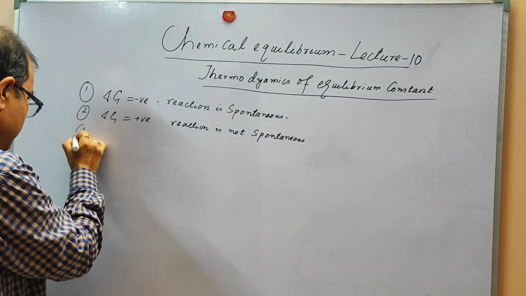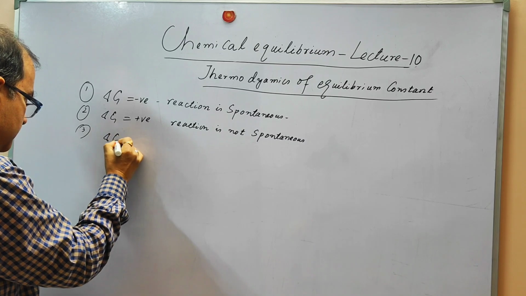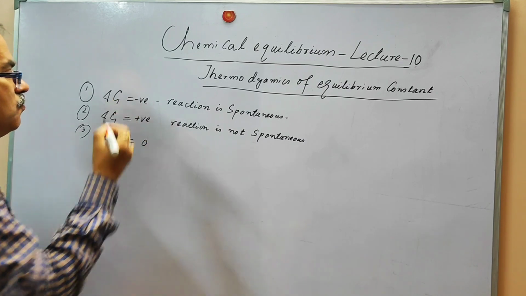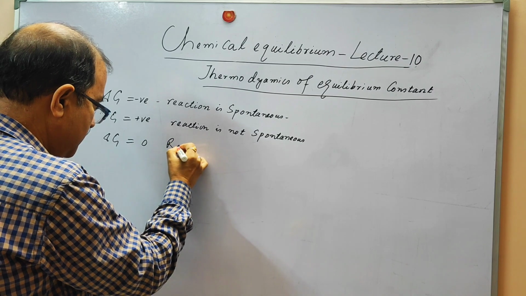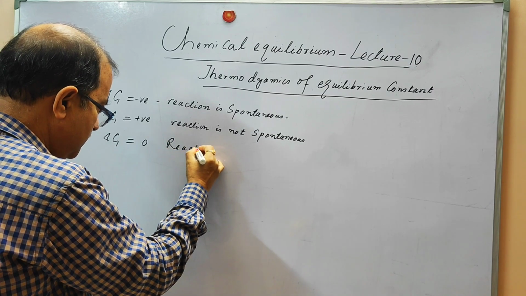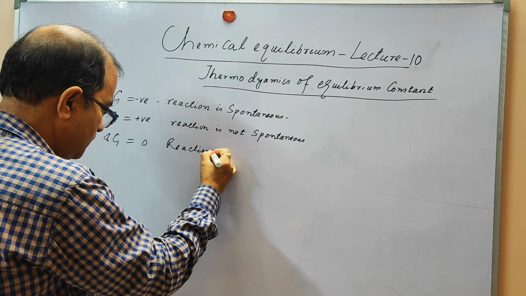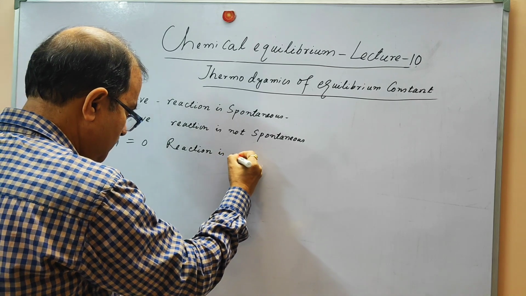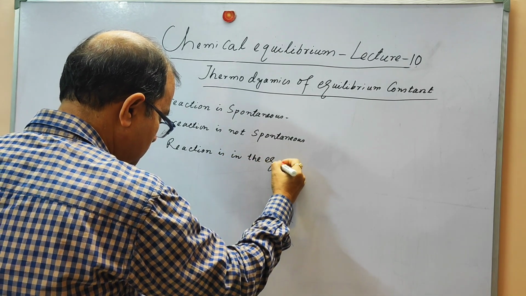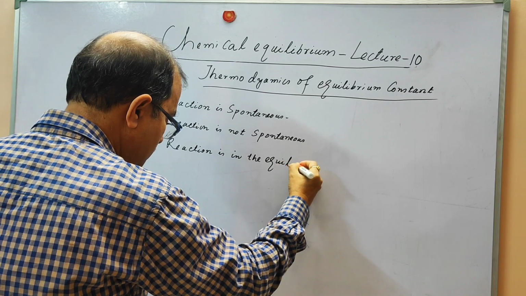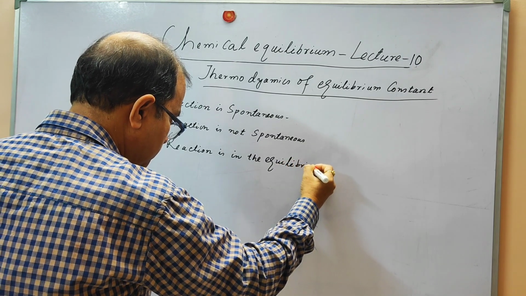And the third instance you can see is when del G is 0. Del G is 0 means the reaction is in the equilibrium stage.